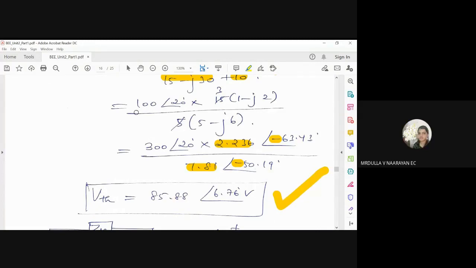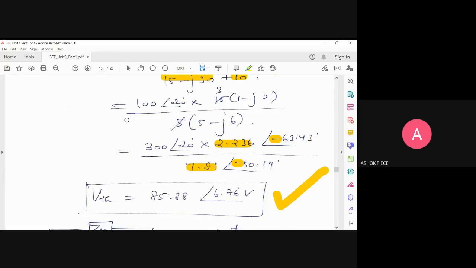When you do this calculation, if you are using a scientific calculator, you should ensure that the calculator is in degrees mode, because what we are writing, everything is degrees. By mistake, if you have it in radians mode, then everything will go wrong. So ensure that you have the calculator in degrees mode.